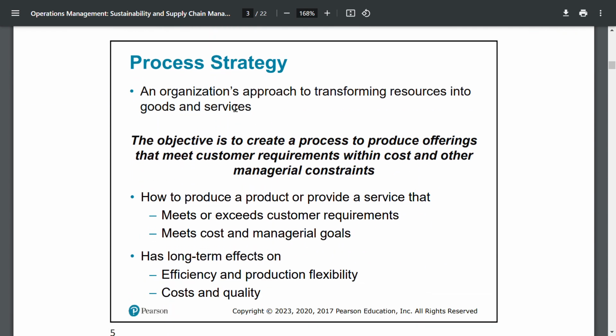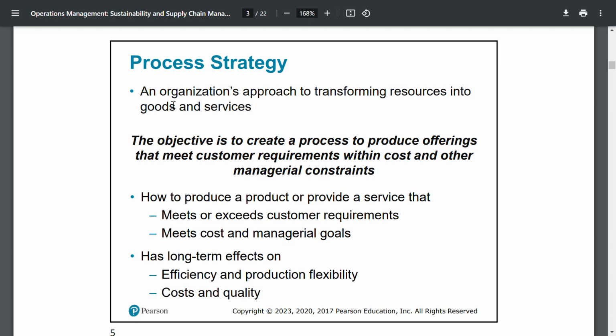And so we need to define a process strategy. A process strategy is basically an organization's approach to transforming resources into goods and services. That's the way an organization transforms resources into goods and services. There are different process strategies for different products, and that makes sense because each product will need a different strategy. Some products will need more customization. Some products are just the same, always the same, but just need to be produced in high volume. Others will need to be produced in lower volume, and that's why we have different process strategies.